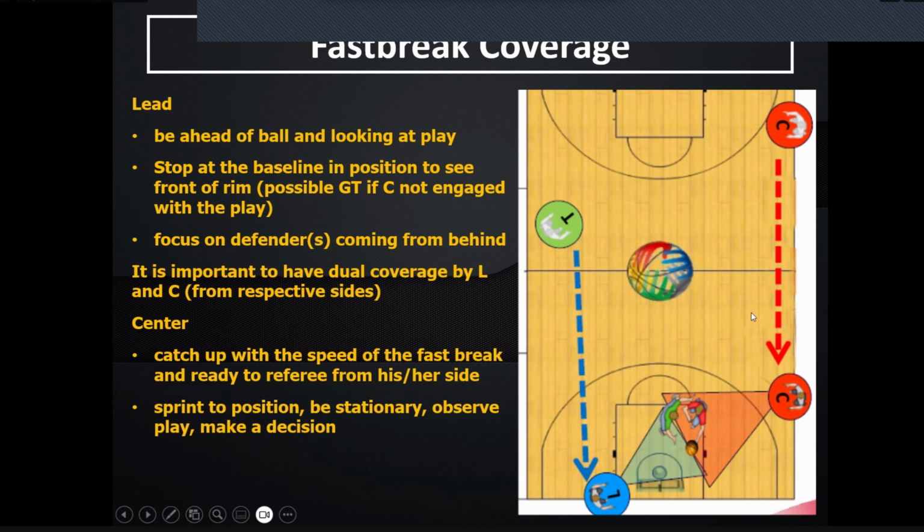If it was coming from center's side, center could have that play all the way to the basket, and lead would help out. If it's coming down lead side, lead has that play to the basket, and center could help out from their view. So as possible, we want to have two officials officiating that to the basket if possible.